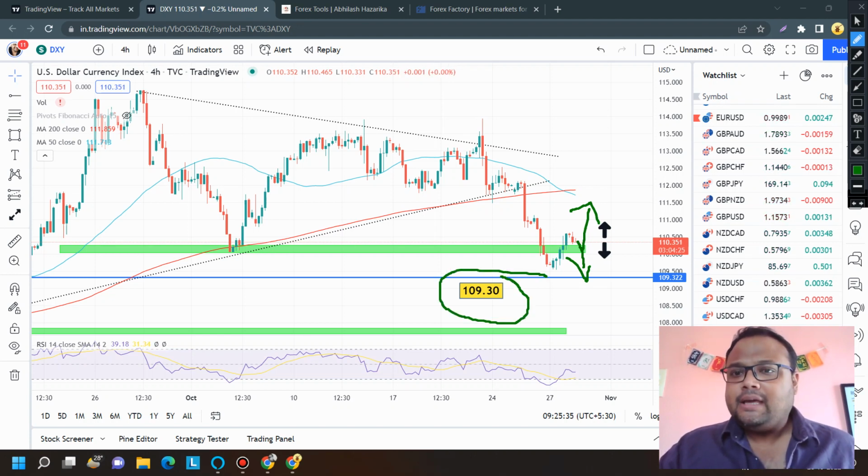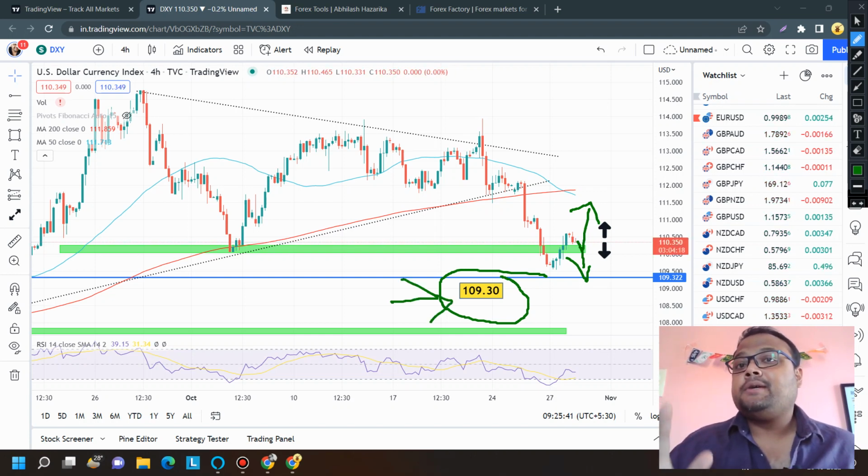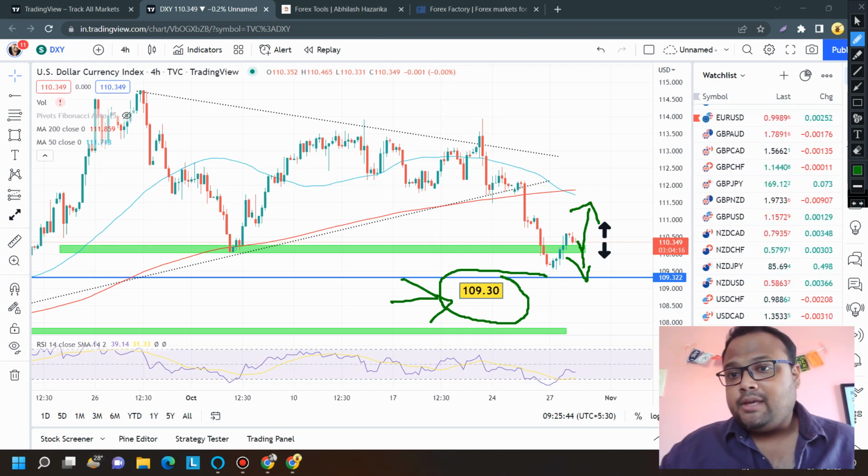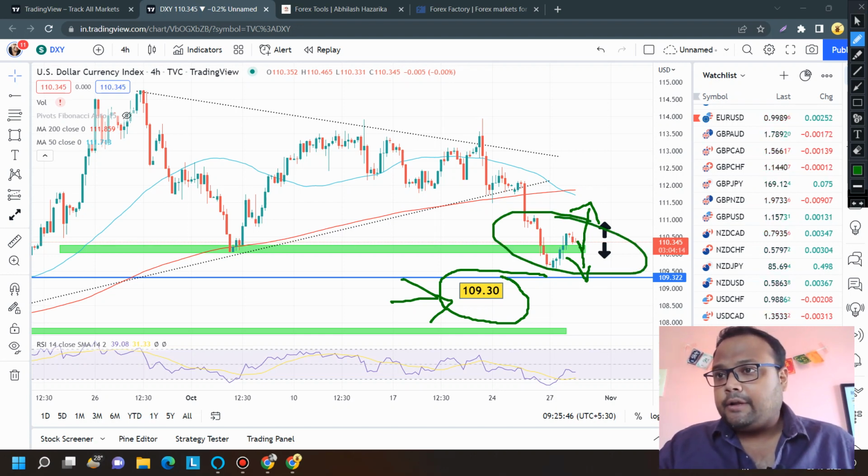109.30. So if DXY starts going down, then this time it will be heading towards this level and we will see a good amount of recovery on the Euro USD and GBP USD. So please watch this level carefully.